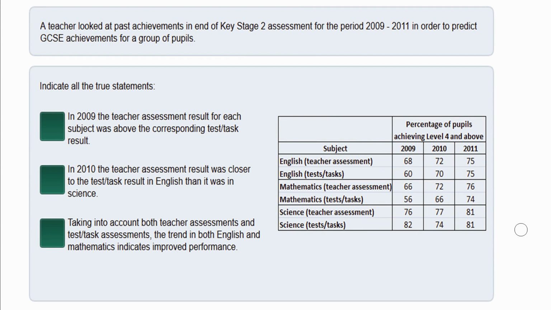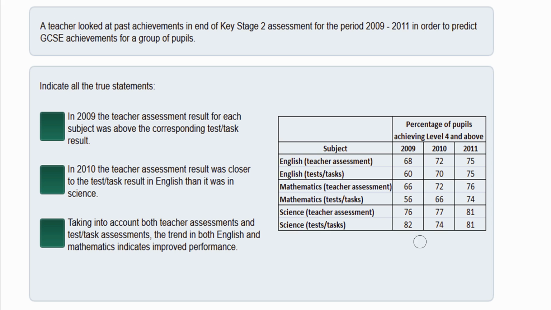In this question we are given a table that compares the teacher assessment and test and task results over a 3-year period. The question asks us to indicate all of the true statements. The first statement claims that in 2009 the teacher assessment result for each subject was above the corresponding test and task result. Well, let's have a look.